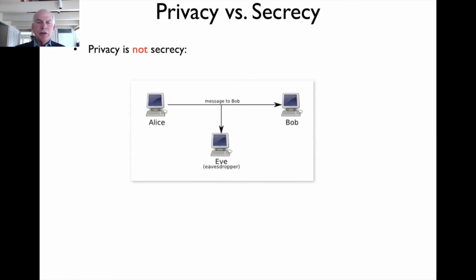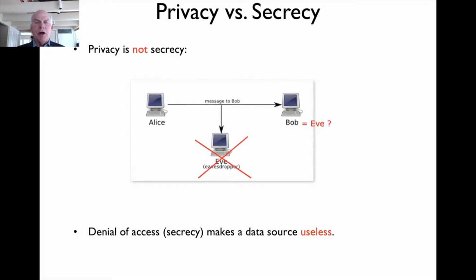Now, privacy is a little different. You don't necessarily have an eavesdropper, but you still have a recipient of the message, and you might like to maintain some privacy of some elements of the information that Alice has available to her while transmitting some elements of it that she doesn't mind disclosing to Bob.